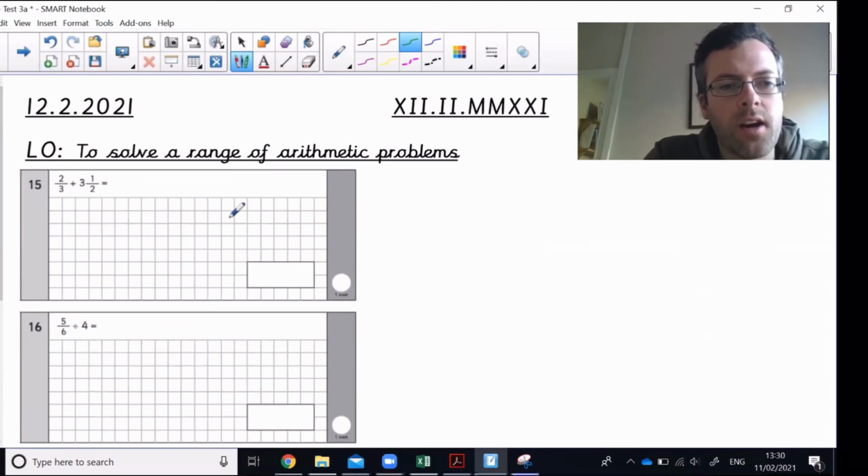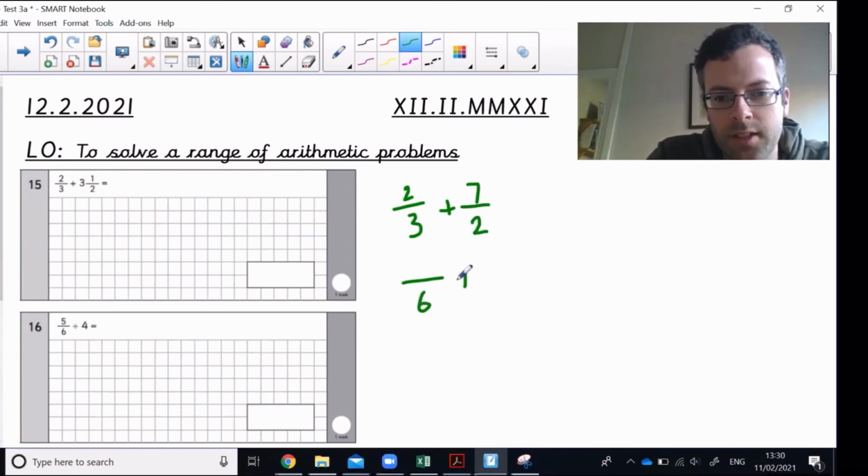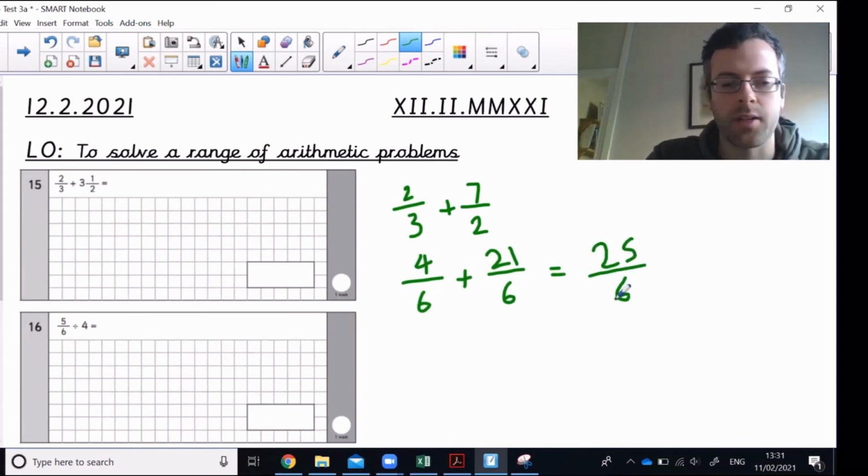Okay, question 15. Actually not got loads of time left. 2/3 add 3.5. So for this I always say, get rid of improper fractions. So 2/3 add 3.5. Well, there's going to be 6 halves and 3 wholes plus that one, so it's 7 over 2. Now I need to make them all the same denominator, so I'm going to make them all over 6. Add something over 6, add something over 6. So for that I've times it by 2, so that I've times it by 2. That I've times it by 3, so that I've times it by 3. So I'm left with 25 over 6. And I'll leave it like that.